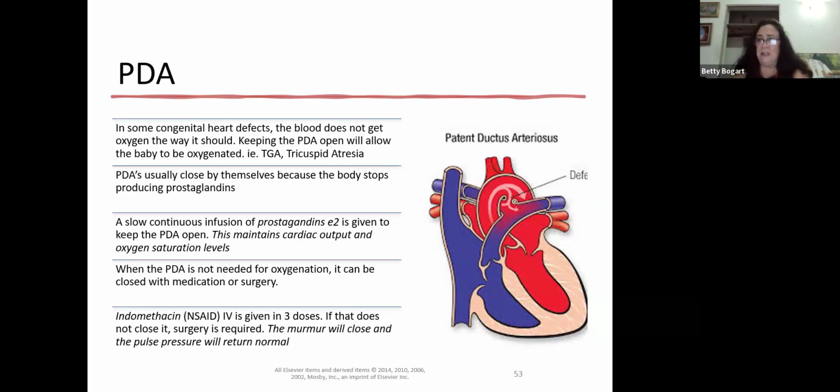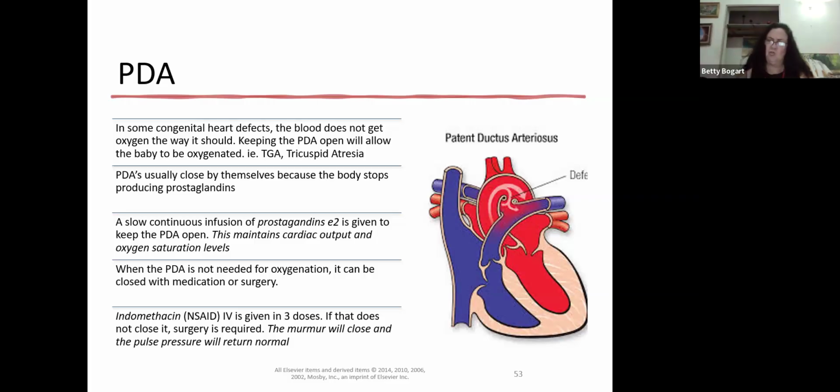So we have that transposition of the great arteries. Who needs an oxygen giver? And mommy's gone, not secreting prostaglandins anymore. And within 21 days, and usually a lot quicker, that PDA closes up, that baby gets no oxygen, and that baby's going to die. So how am I going to keep that oxygen giver open? Well, we have synthetic prostaglandins, and we give a slow, continuous infusion. And again, it maintains cardiac output and oxygen saturation levels. Again, it's an oxygen giver.